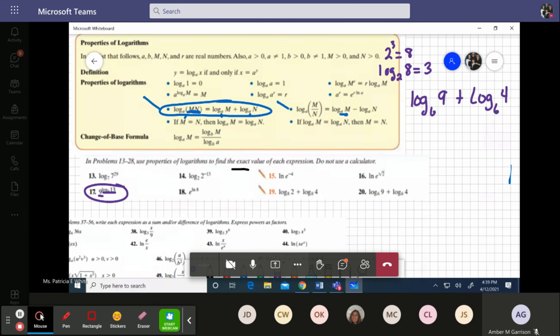What exact value did we get? Good. Log base 6, 9 times 4 gives me a 36. And it's not a matter of what am I supposed to do next, but really a thought process of what could I do with it, right?